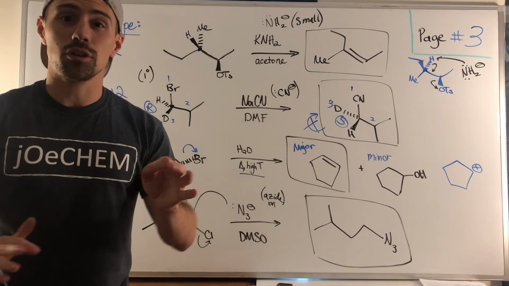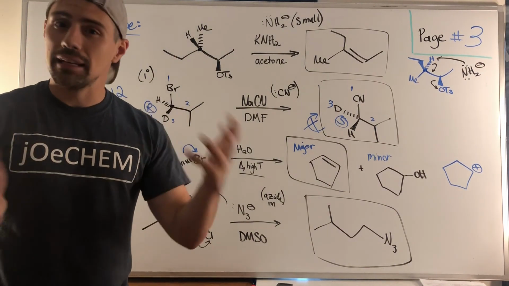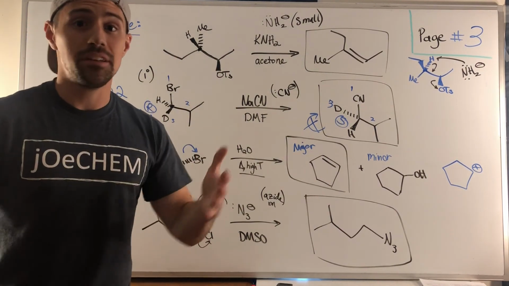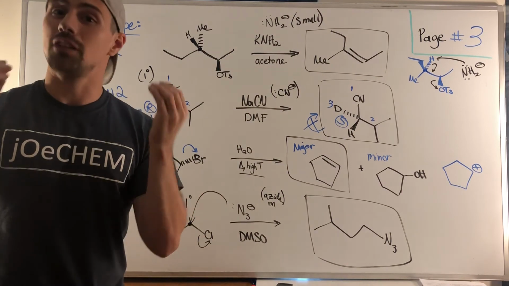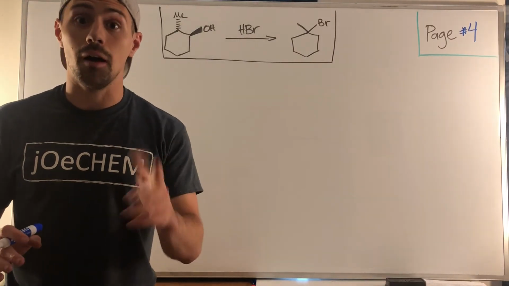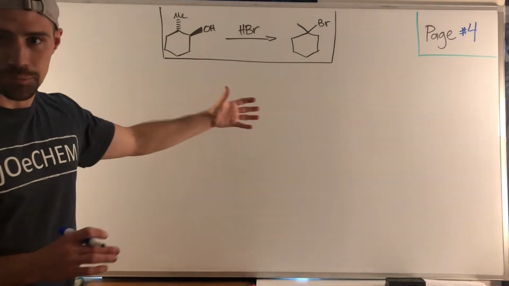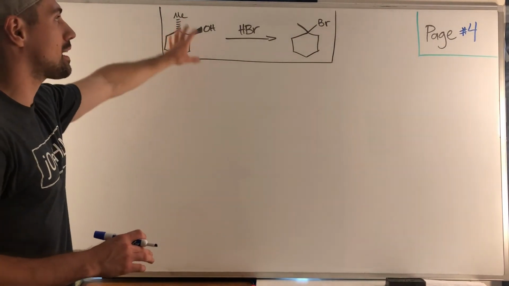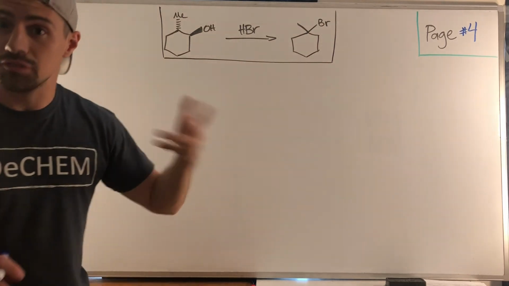Okay, gang, to finish this worksheet, we have two mechanisms, or justify why this happened. So let's just finish strong. I know it's a lot of problems, but let's do it. Okay, gang, on page 4, we have a mechanism problem. We need to draw the arrow pushing mechanism for how this reaction proceeded.